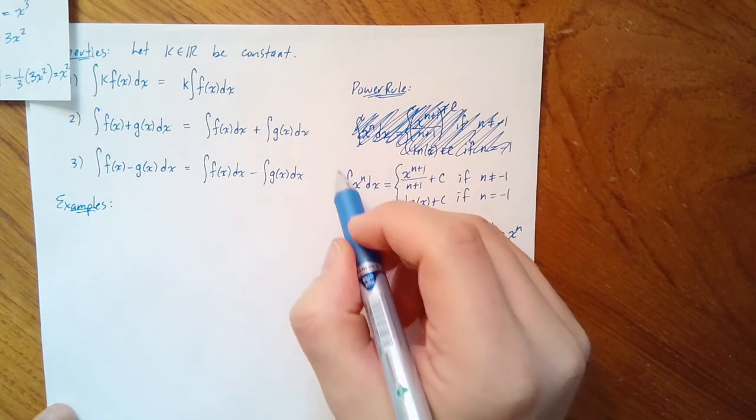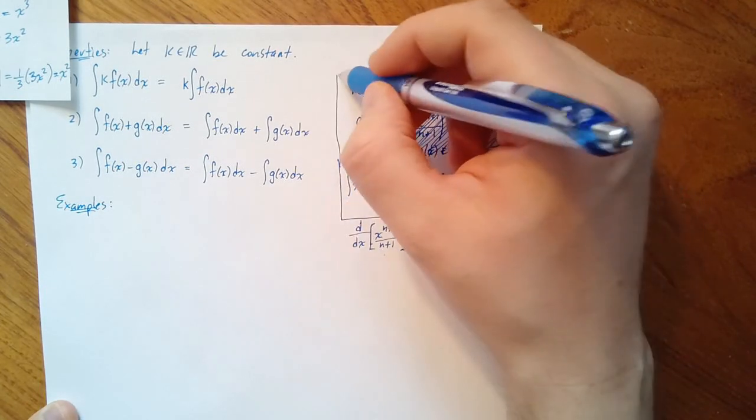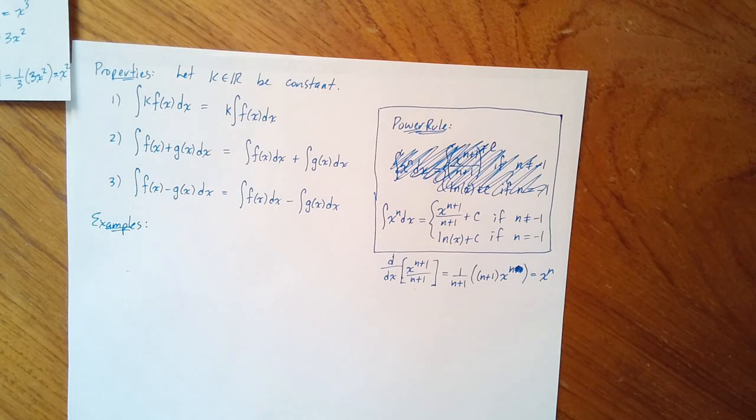So that is your power rule. This is the rule you're going to use most often when you're calculating antiderivatives, which is what we'll do in the next few examples. Okay, so I'm already at 8 minutes here, so I'm going to stop the video and start another one.